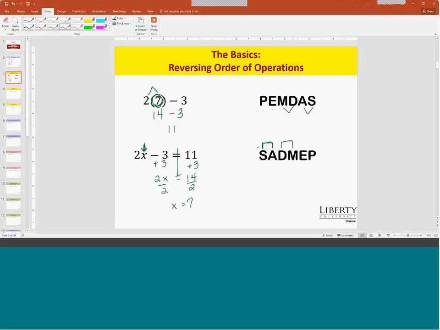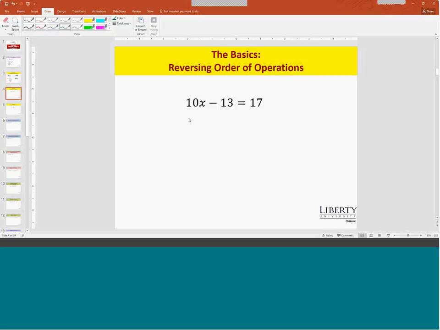Whatever is being divided or multiplied, we need to undo that by doing the opposite operation. Now let's see what that looks like in a good example here. We have 10x minus 13 is equal to 17.